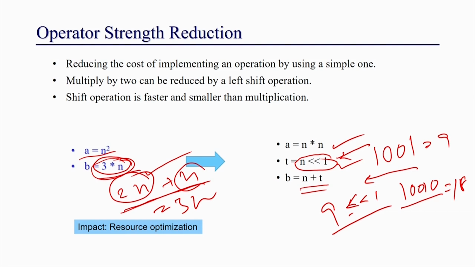So, essentially you can see it has an impact on resource optimization, because a multiplier, when you are going to implement it, is a complex big circuit. On the other hand, a shift is nothing, just a bit manipulation, bit assignment, and I need a simple adder. The adder is a much simpler circuit than a multiplier. So, this operator strength reduction is useful just to reduce the resources of your design, right.